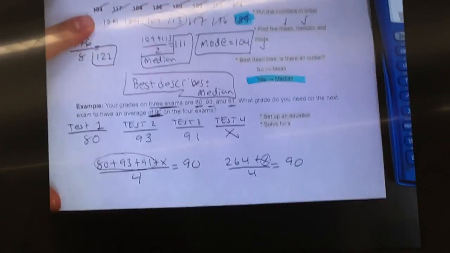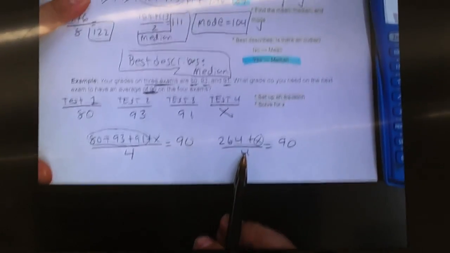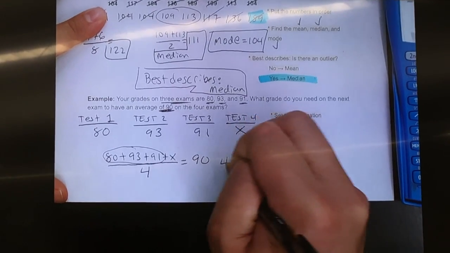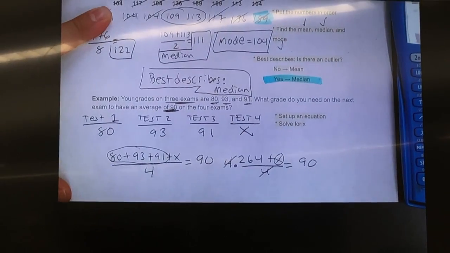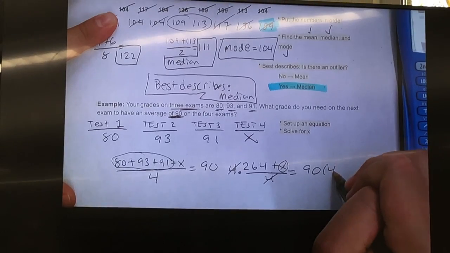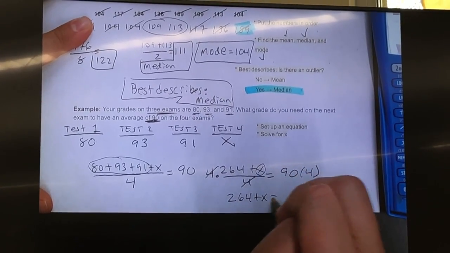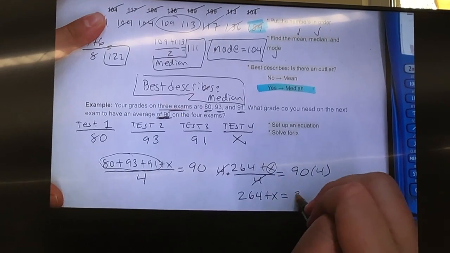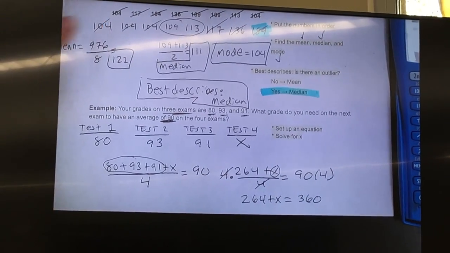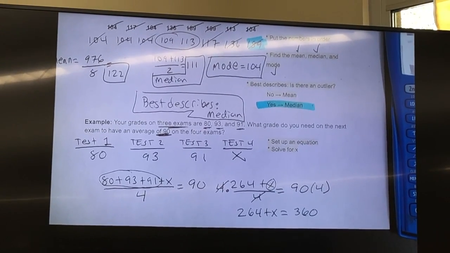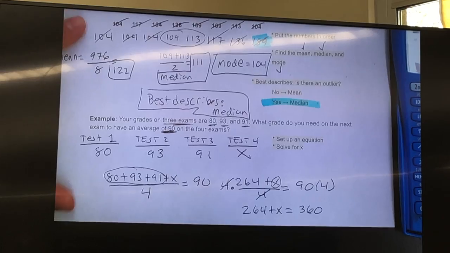Me too. So all of this is being divided by 4, so let's get rid of that. So we're going to times this side by 4 to cancel it. Whatever we do to one side, we do to the other side. 264 plus x equals 360. That's correct. If you want to get 4 tests of A's, 4 90s would equal 360 points.